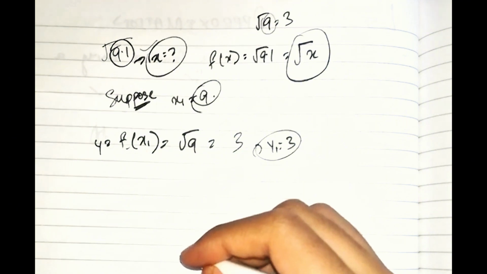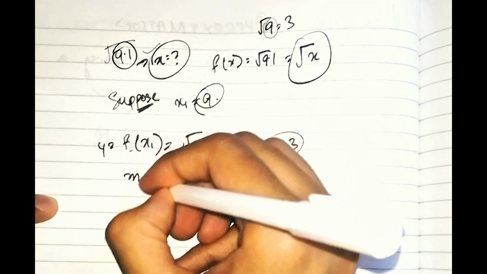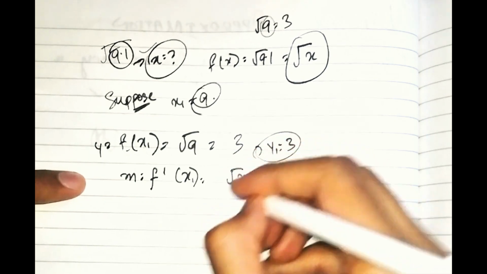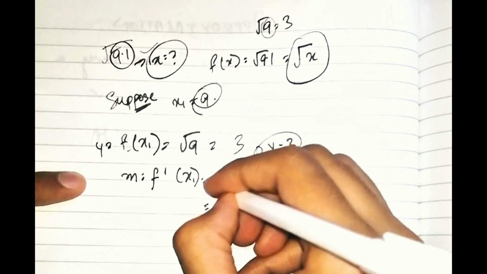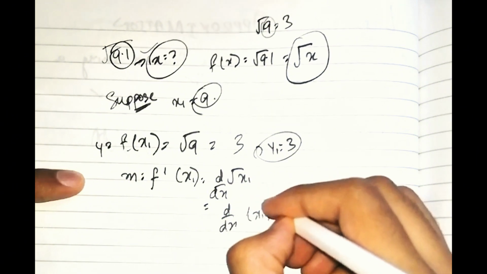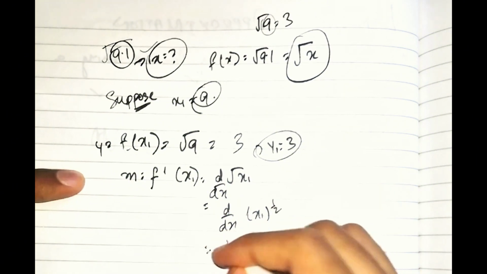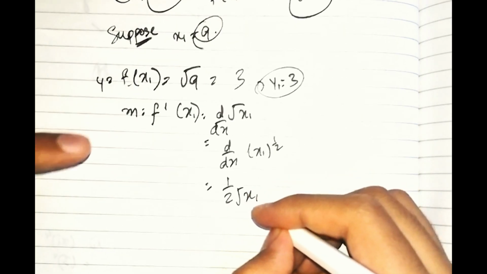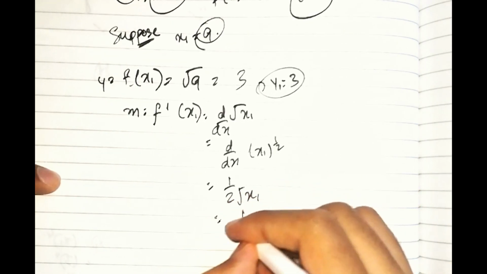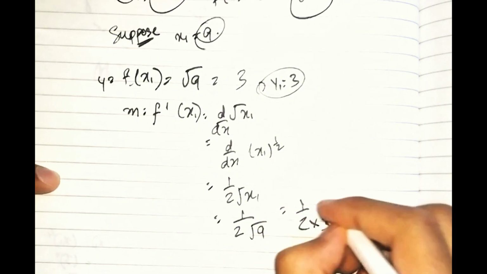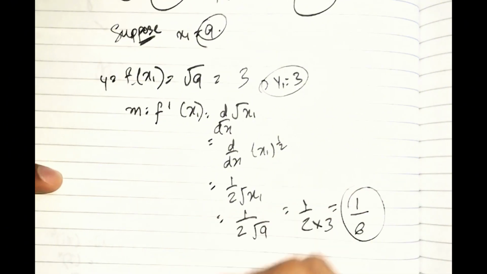Then we have to find the value of the slope. The slope for our relation would be the first derivative of the function, square root x. So d by dx of x to the power 1 by 2. Let's just use the power rule. So we have 1 divided by 2 square root x. This will be the first derivative. So 1 divided by 2, the value of x1 is 9. We have 1 divided by 2 multiplied by 3, which will be 1 divided by 6. So this is the value of the slope.